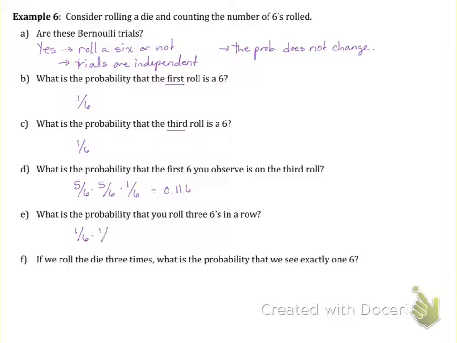Then it says, what's the probability that you roll 3 6s in a row? 1/6 times 1/6 times 1/6. If you put this in your calculator, you get 0.0046.